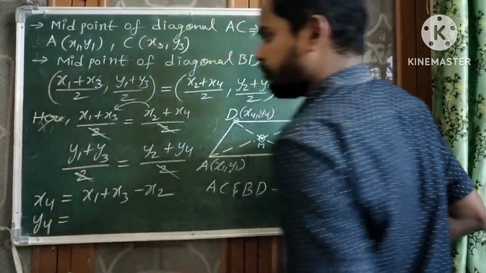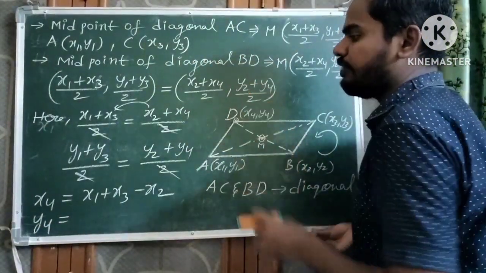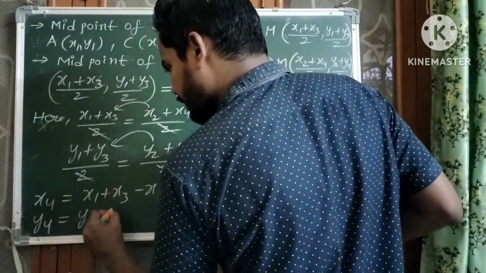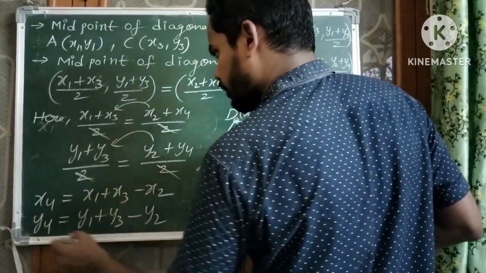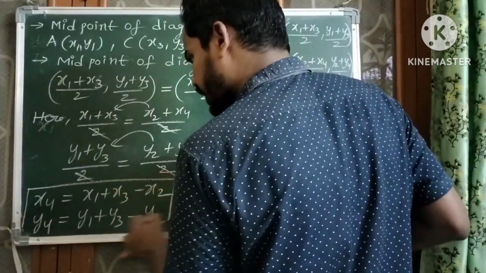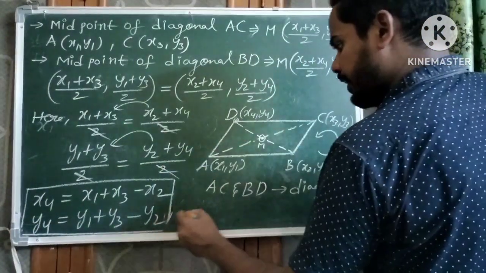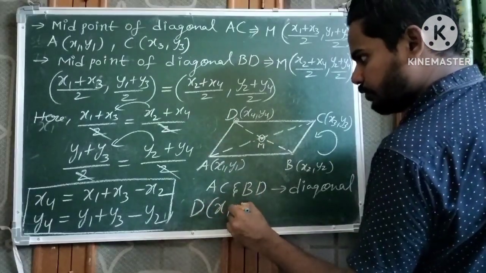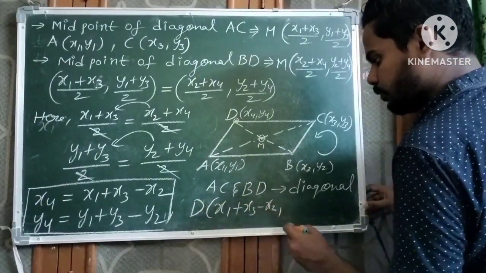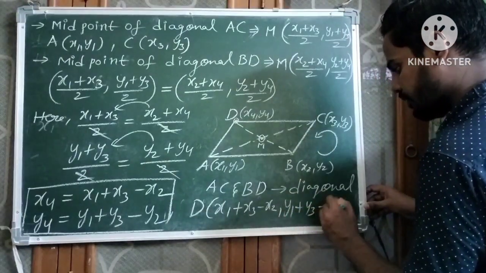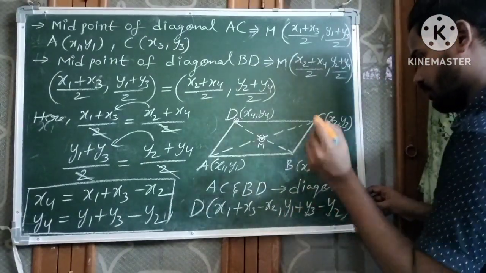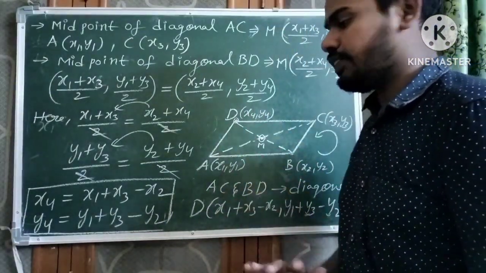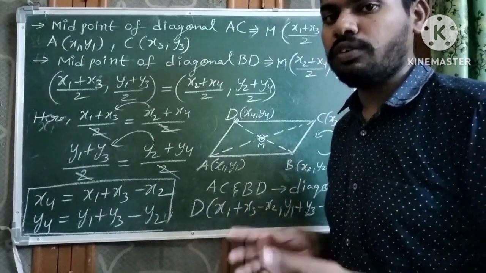Similarly, how do we get y coordinate of vertex D? So we need y4 here. Transpose y2. You will get y1 plus y3 minus y2, positive y2 becomes negative y2. Therefore, what are the coordinates of the fourth vertex? Vertex D means fourth vertex. The coordinates of D are x1 plus x3 minus x2, y1 plus y3 minus y2. Okay, now. So this is one of the methods to find the fourth vertex of a parallelogram using three known vertices.